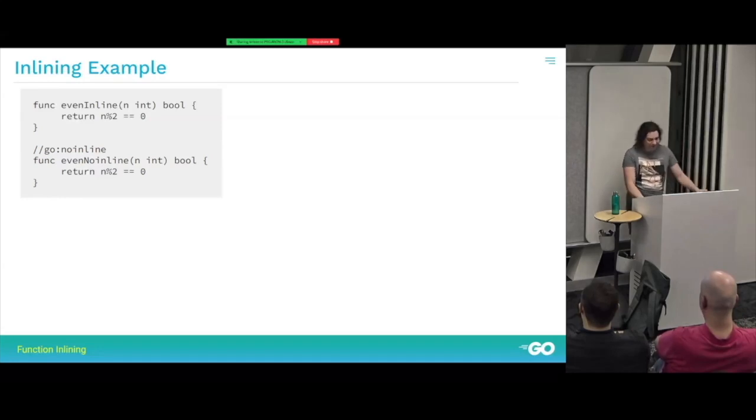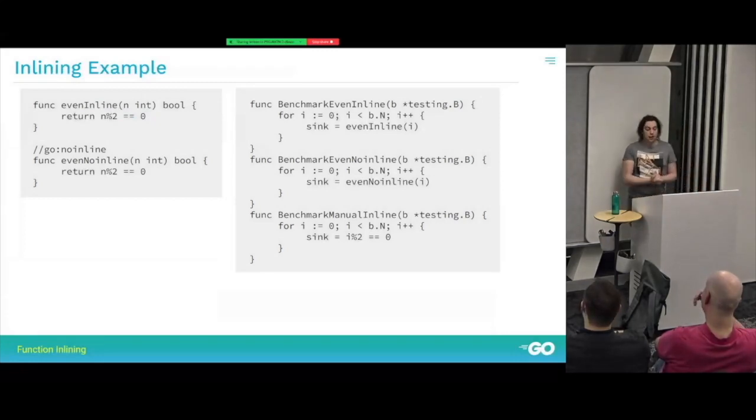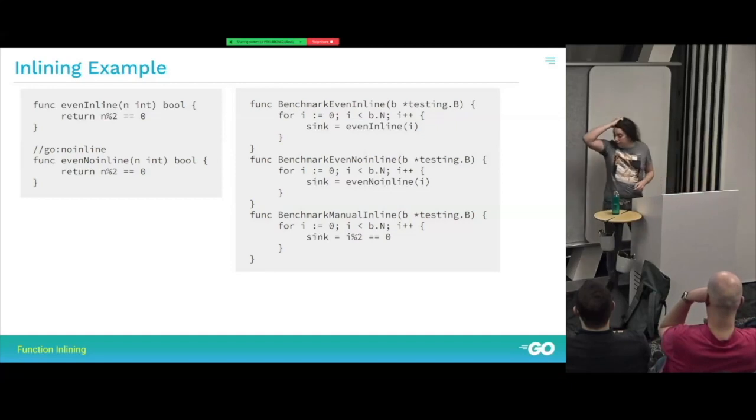And then I have 3 benchmarks. I benchmark the even inline. I benchmark the even no inline. And I also decided to benchmark the code when I manually calculate whether the value is even or not. So here is no function call. Just one detail, the sink variable. The compiler is actually that smart that in this case it can conclude, well, you never use the value, so I do not have to calculate it. So the sink variable is just a global variable where the compiler writes the value so that it is actually forced to calculate it, because otherwise I would be benchmarking just the for cycle.